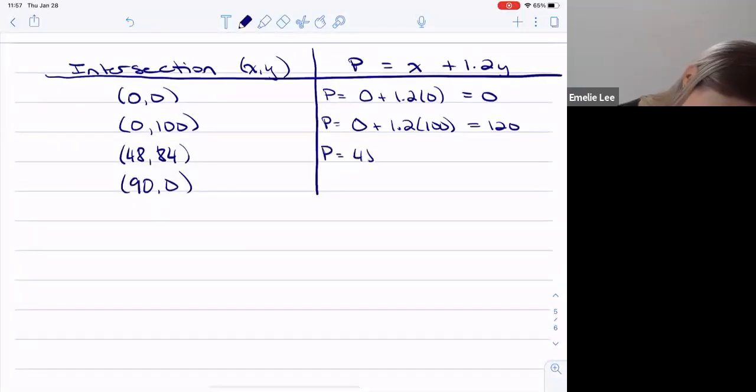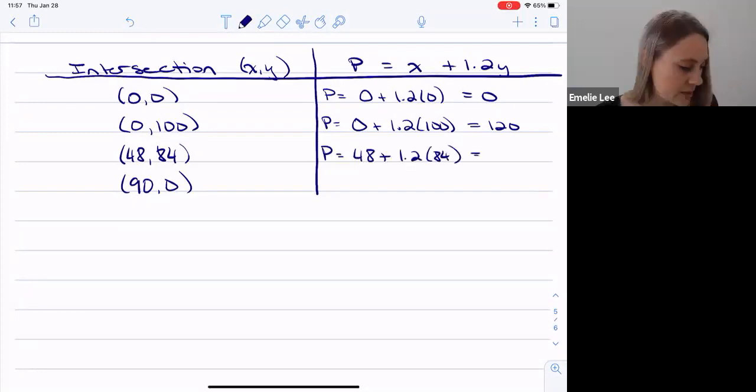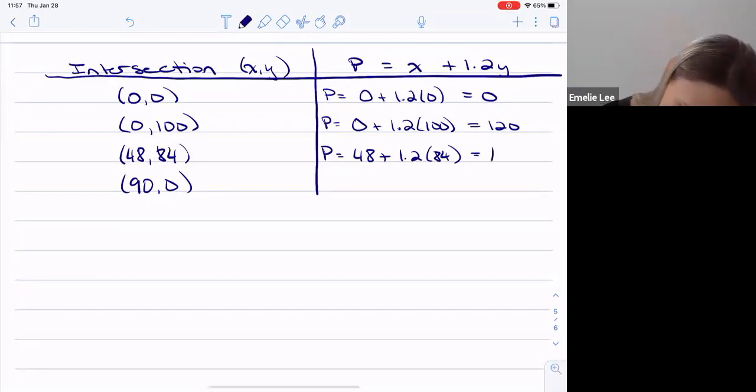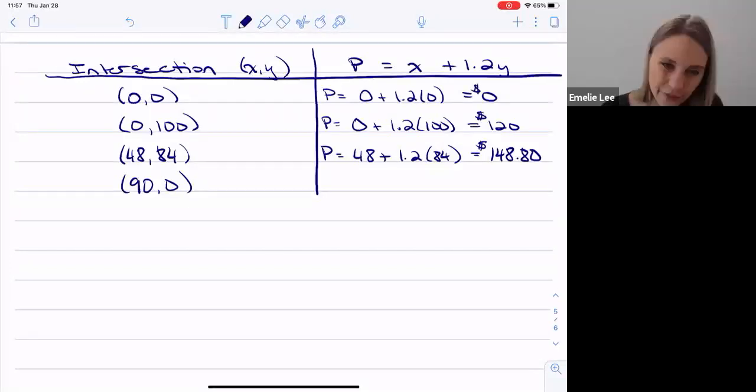P is 48 plus 1.2 times 84. I'm gonna just use my calculator on the side here. So 84 times 1.2 plus 48. Because I'm dealing with money, I don't need to worry about the fractions. I can just go straight to decimals. And so 148.80. And I'll throw dollar signs on there. Why not? You don't have to, but just to kind of justify using the decimal.